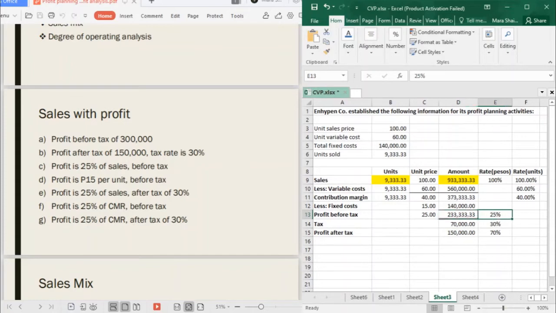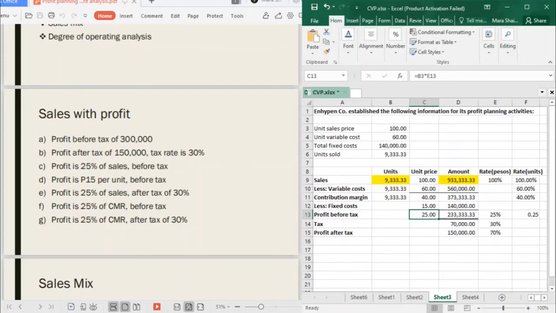Let's check if 233 is indeed 25% of our sales. Let's put it on the side. Let's recheck your profit divided by your sales. It should be 25%. So what we did earlier was correct. So again, what is given is your profit rate, and what is asked is your sales.